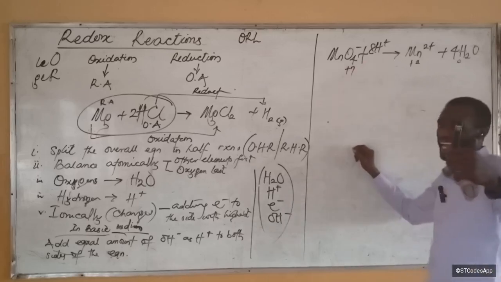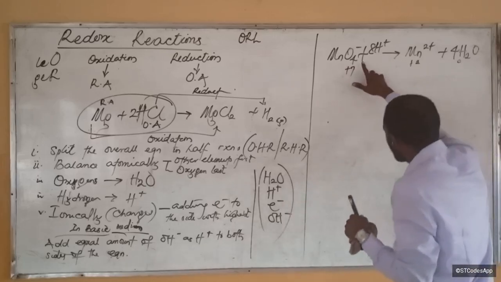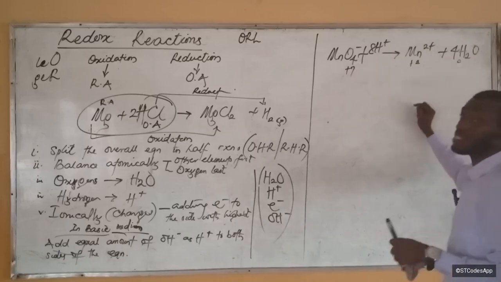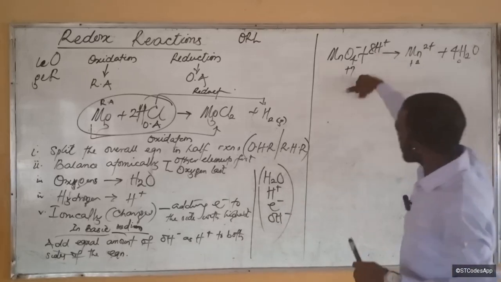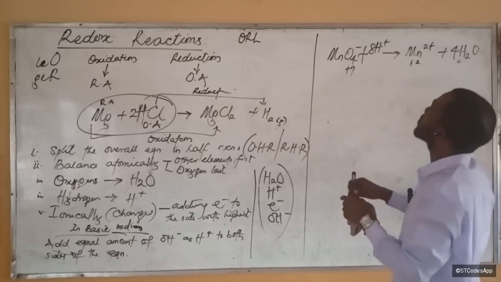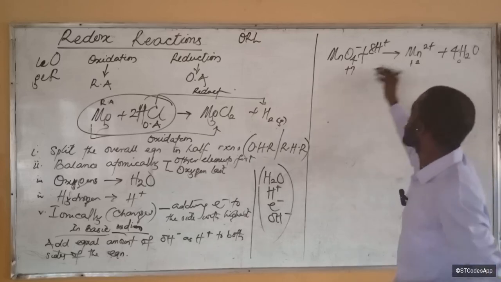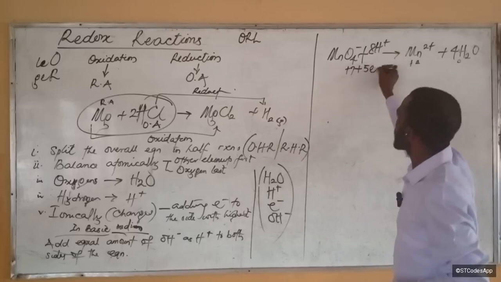Now how many electrons will I add? I want to make this side equal to this side in the number of charges. Total charge here is 7. So how many electrons will I add to make it 2? I will add 5 electrons.